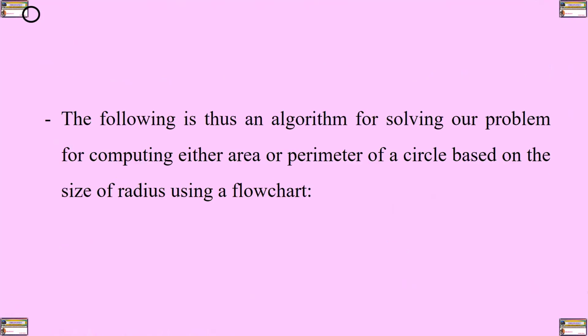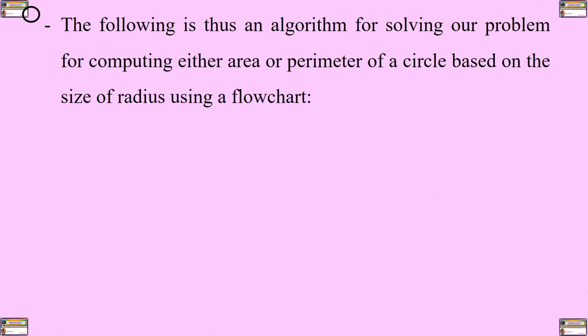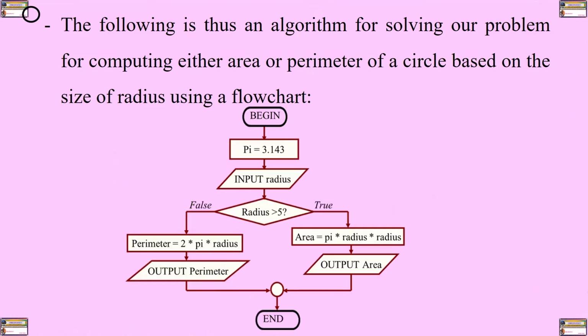The following is thus an algorithm for solving our problem of computing either the area or perimeter of a circle based on the size of the radius using a flowchart. This flowchart contains that algorithm. So this is the flowchart.